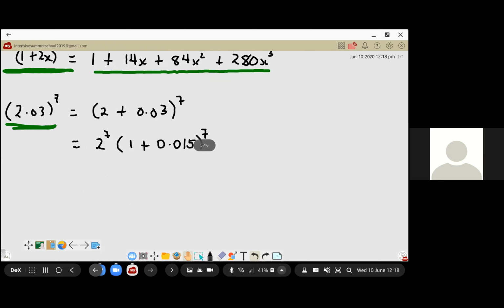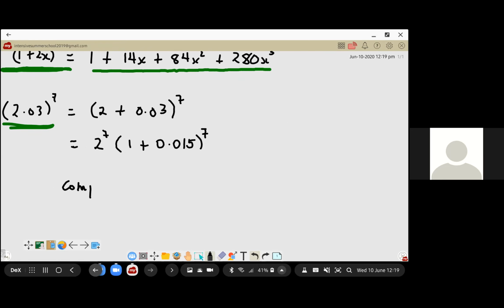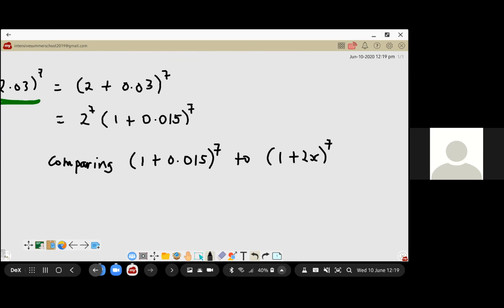So comparing. What are you comparing? Comparing the 1 plus 0.015 raised to the power 7 to 1 plus 2x raised to the power 7. So we have to find x, right? Yes, please. So how do we find x?